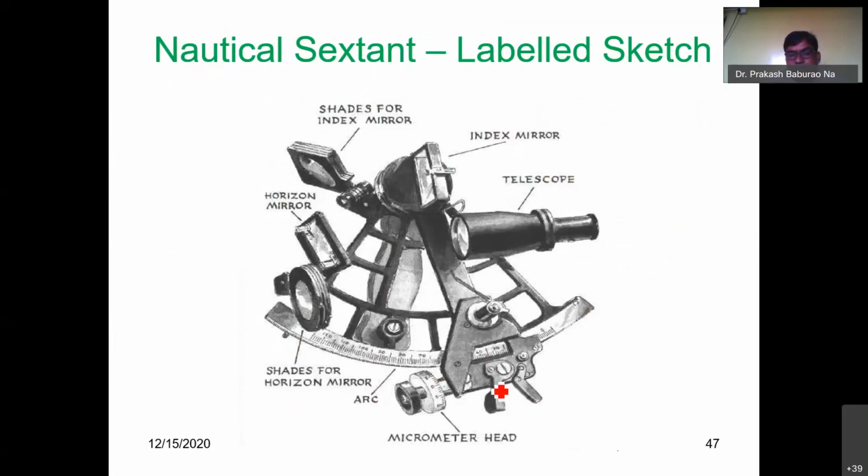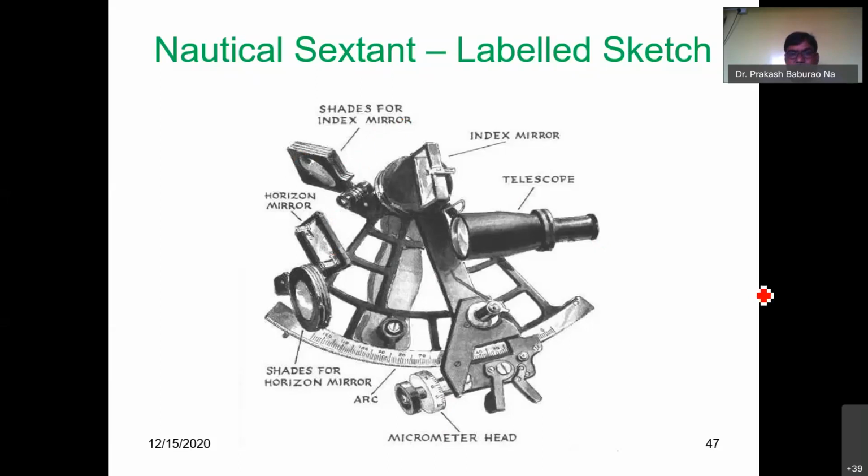This is the clamping screw, or this is the micrometer here. For getting clearer visibility, you operate it just like a tangent screw. This is the index arm, this is the telescope, and then the set of colored glasses we have to utilize. The horizon mirror is fixed.